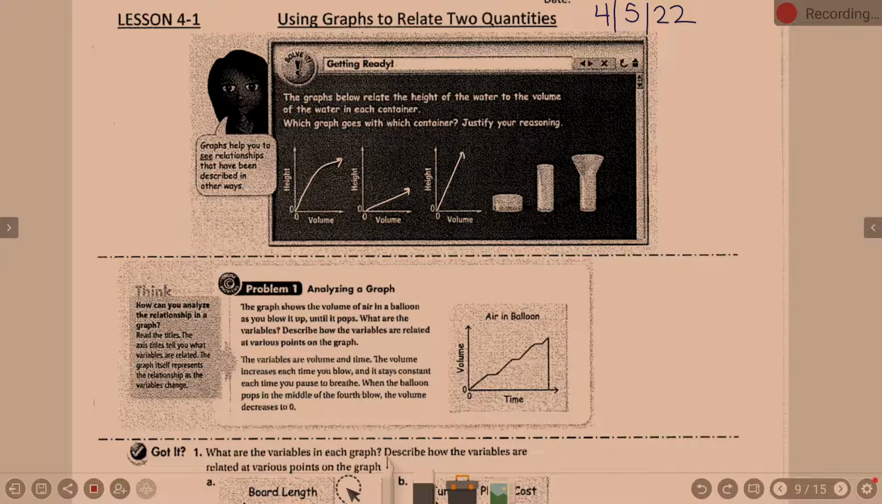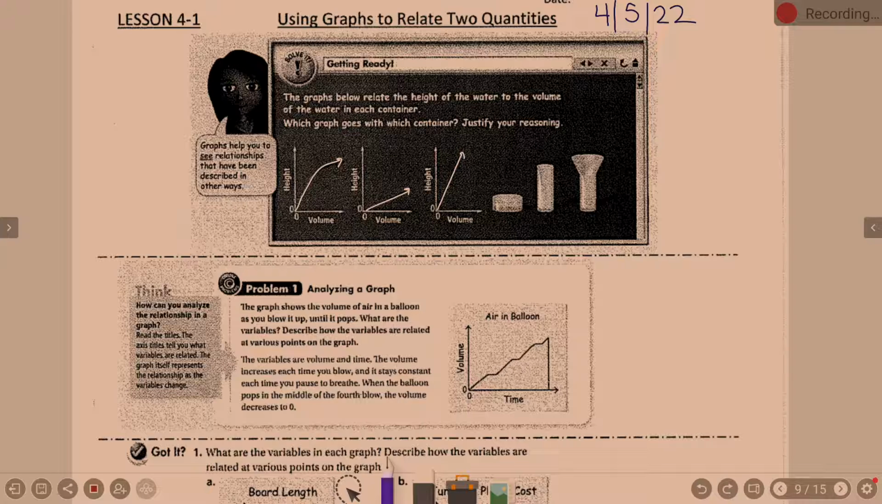Now, the graphs below relate the height of the water to the volume of water in each container. Which graph goes with which container? Justify your reasoning. So, we have a graph here that as the volume increases, height is increasing. But of course, notice that it starts to slow down. Over here, as volume increases, height increases at a slow rate. Over here, as volume increases, height increases at a steeper rate.